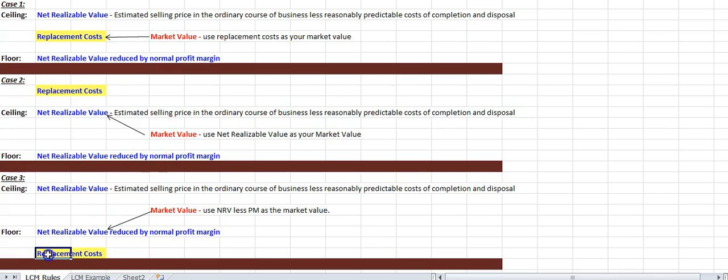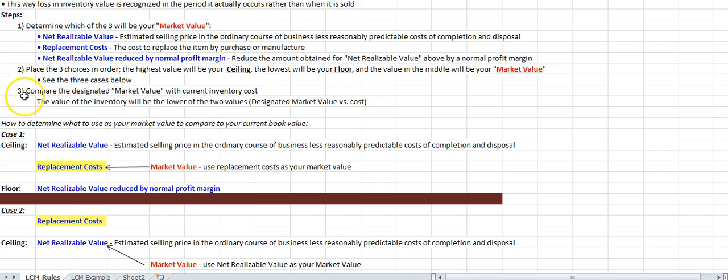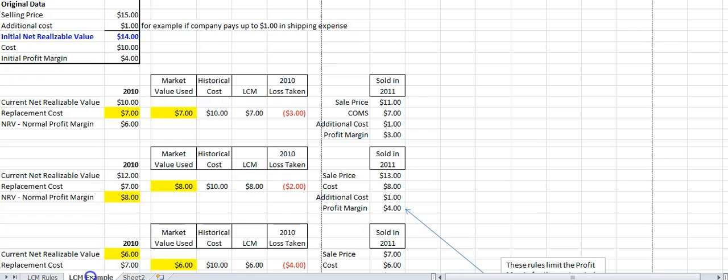And if it happens to be lower, then as you can see, this one is going to be in the middle, and we will use this as our market value, which would be net realizable value reduced by normal profit margin, and compare it to cost. Okay, so as I say in step 3, compare the designated market value with current inventory cost. The value of the inventory will be the lower of the two values. Okay, so let's take a look at an example.